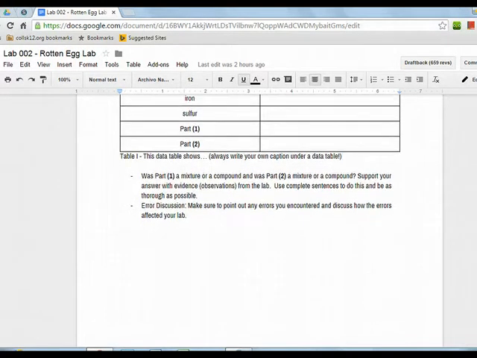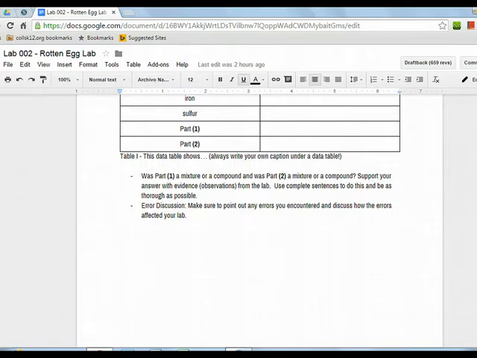And you want to support those two conclusions with observations from the lab. You know what the difference is between mixtures and compounds, and you made a whole bunch of observations, so you should be able to determine if what you made in part 1 was a mixture or compound in part 2, and you should be able to support it pretty well.